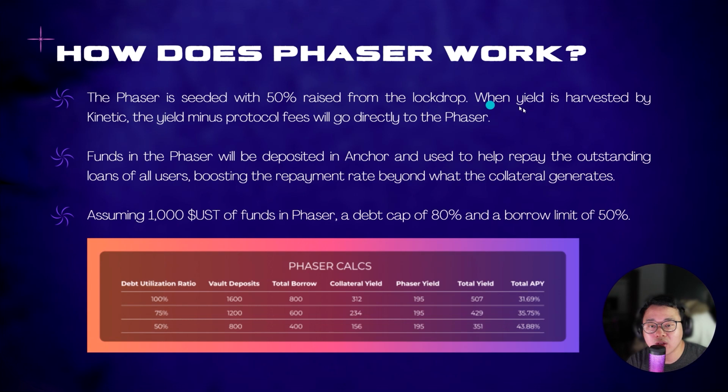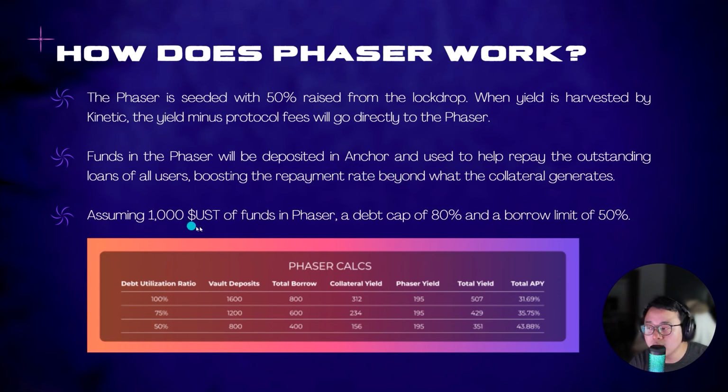And on top of that, when yield is generated by Kinetic, the yield will also go into the Phaser to increase the reserves of the Phaser, minus of course the protocol fees. So the funds in the Phaser will be deposited into Anchor, and then that will be used to help repay outstanding loans of all users, boosting the repayment rate beyond what the collateral generates.